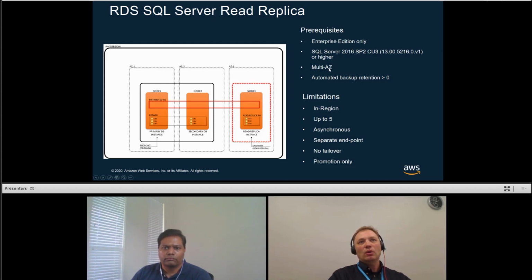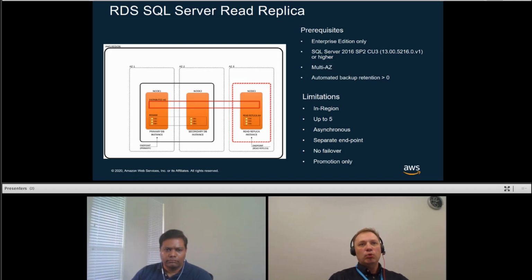You have to be already deployed in Multi-AZ, and you have to have your automated backup retention set to any number greater than 0, right? Those are the prerequisites for being able to use that API.